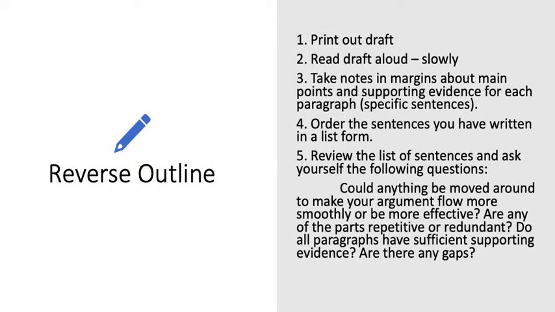Could anything be moved around to make your argument or any of the paragraphs more persuasive? Are any of the parts repetitive? Do all paragraphs have sufficient supporting evidence? Are there any gaps, any details you had intended to include but appear to be missing? I have included a handout on reverse outlining prepared by the Duke University Writing Center under the Resources tab in this module. If you need any more guidance, please take a look at that.